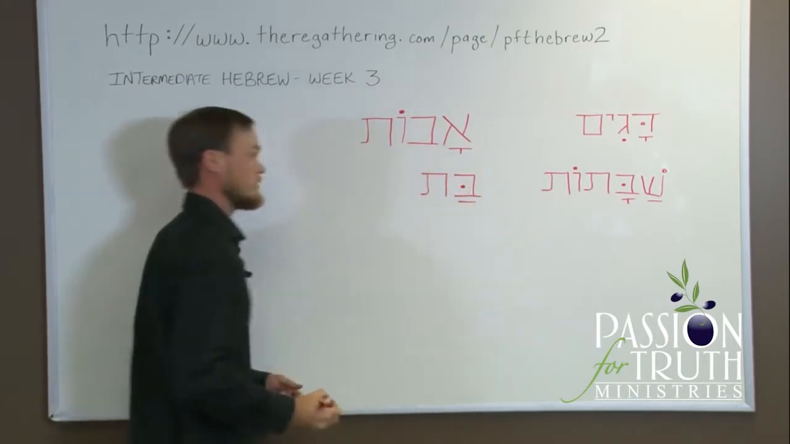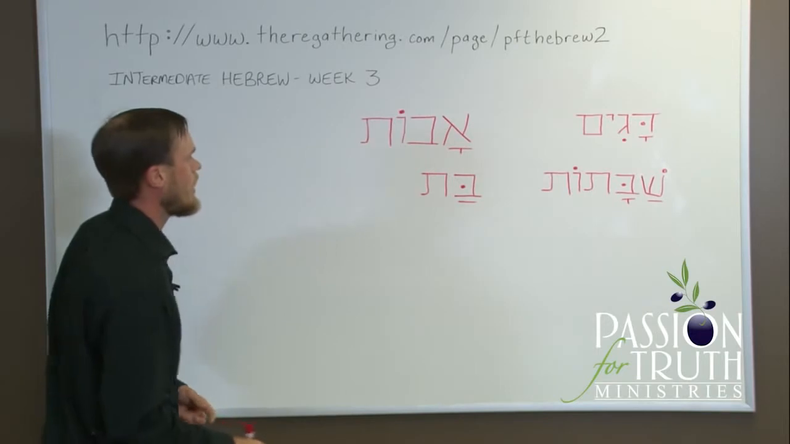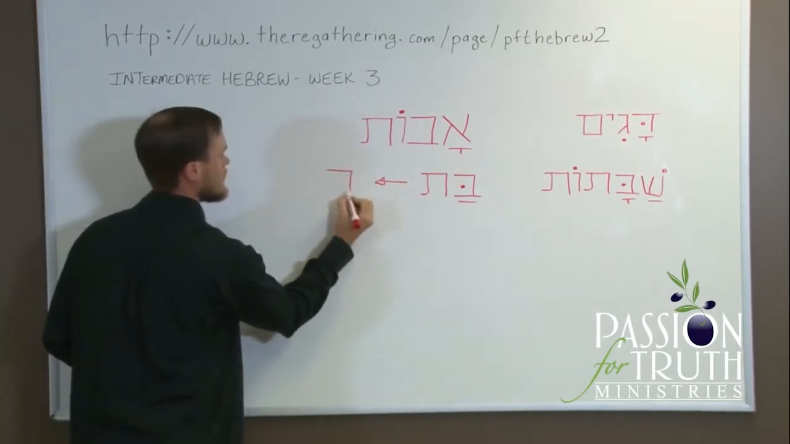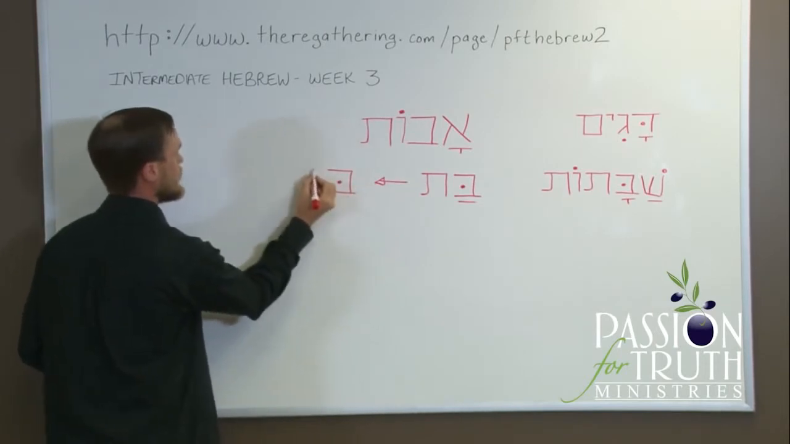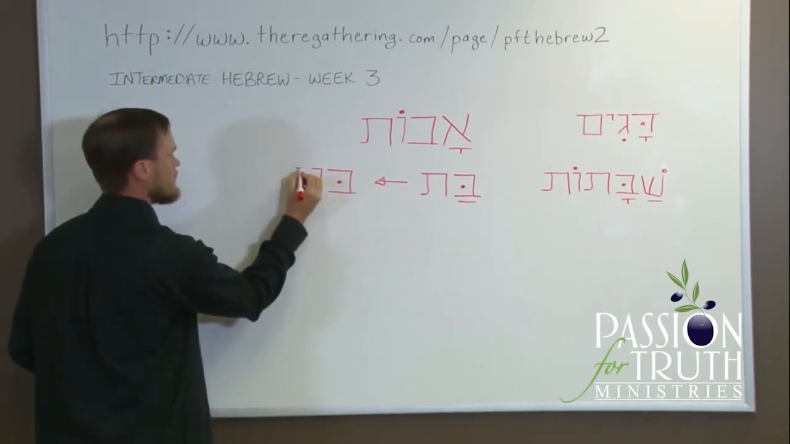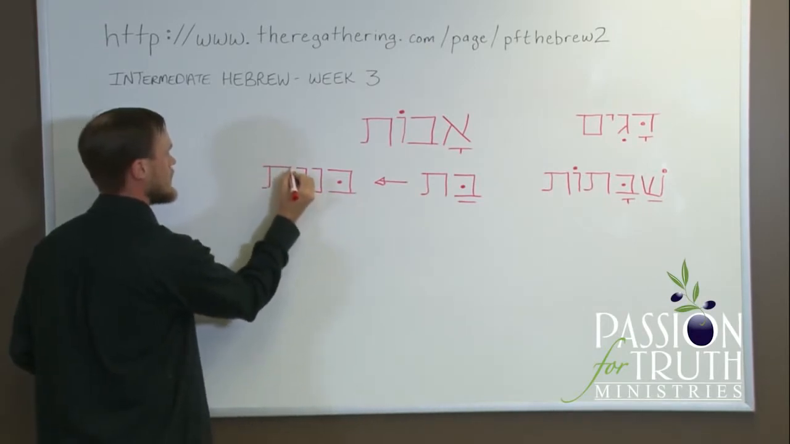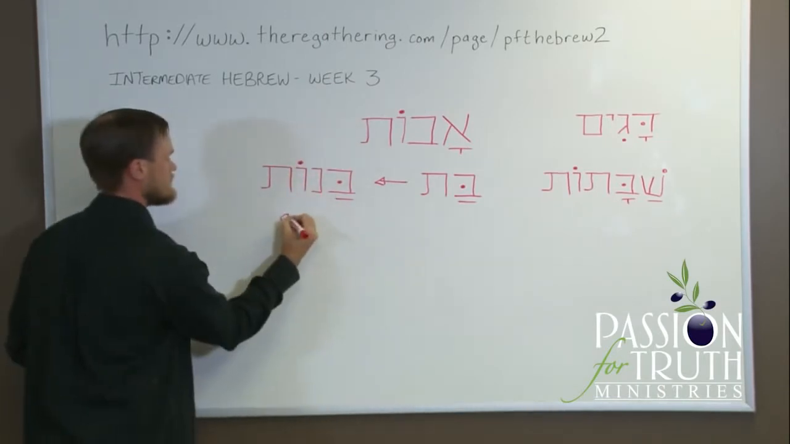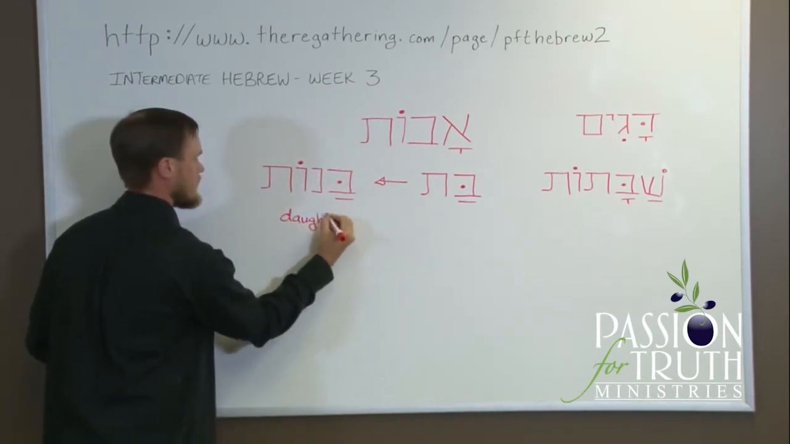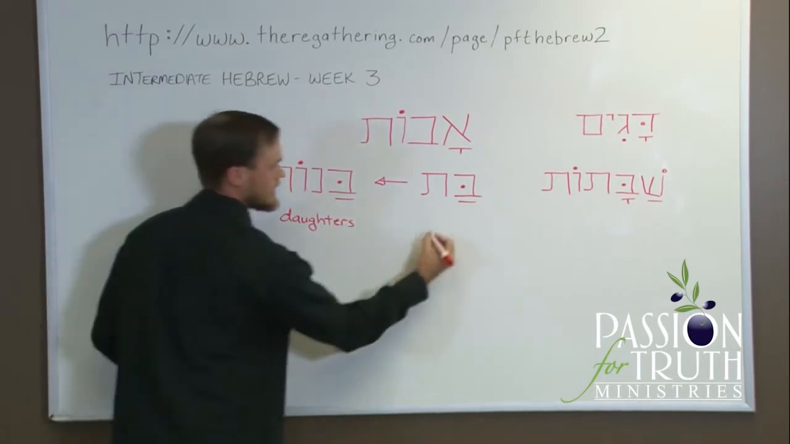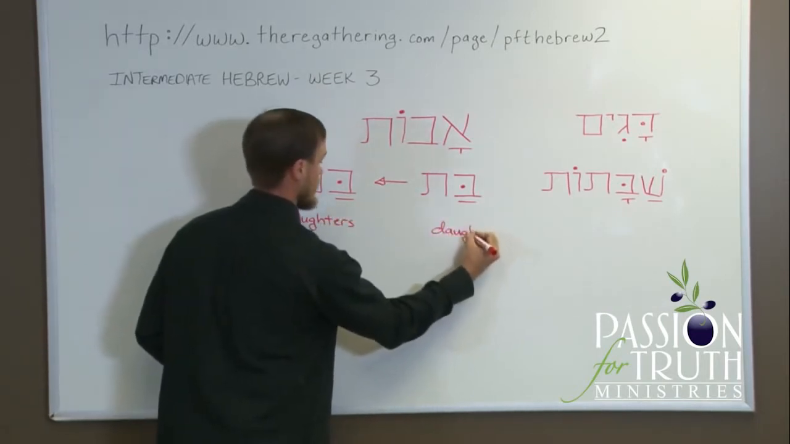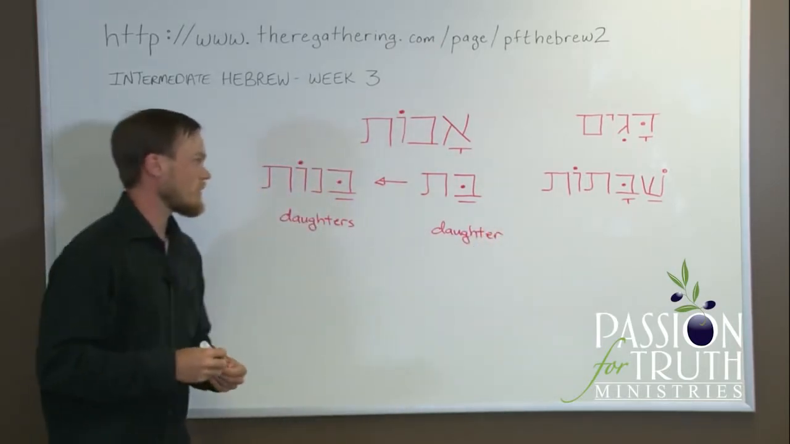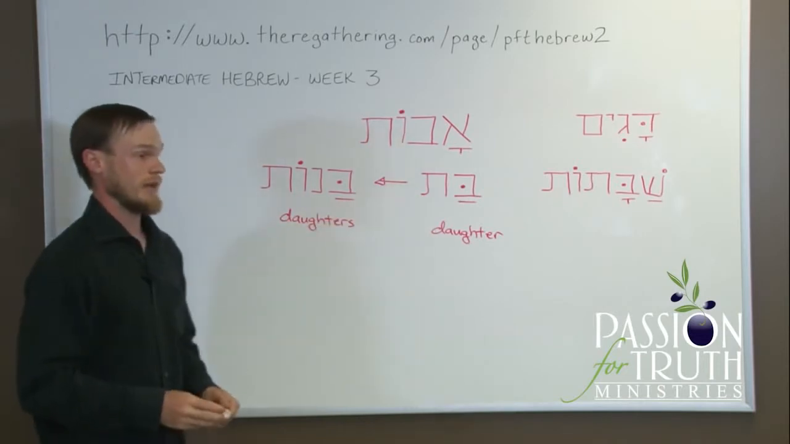Okay, another very common irregular plural. Bat is a daughter, but when it becomes plural, it takes on this nun. It becomes banot. And it's an irregularity. You could never have predicted this. You would think it would be batot, but it in fact becomes banot.